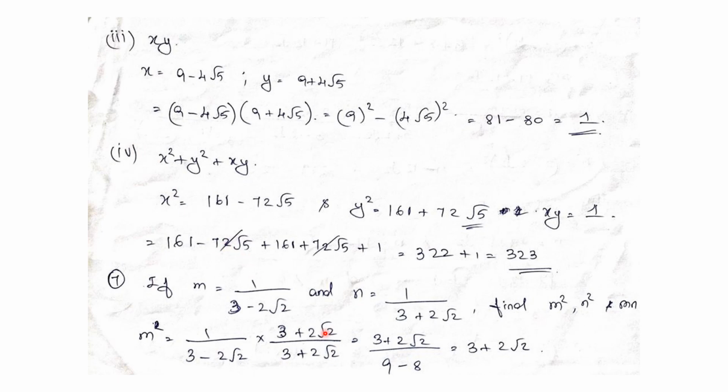Okay, seventh sum. If m is equal to 1 by 3 minus 2 root 2 and n is equal to 1 by 3 plus 2 root 2, find m squared and mn. Like the last sum, we need to do this also. First, we need to rationalize the m. For that, we have taken 3 plus 2 root 2 and the answer we'll get is 3 plus 2 root 2.